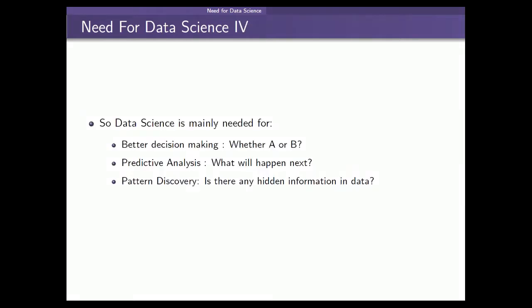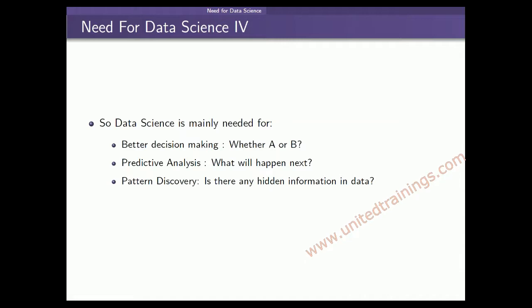The main use of data science is to make better decisions. That is, if they have a set of options, whether they should go with option A or option B, they can build a model. That model is called a predictive model, which will predict things. That means they can know what will happen next.